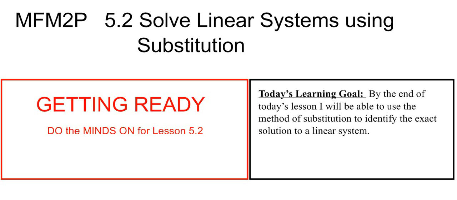Okay, so by the end of today, you're going to be able to solve a linear system using a method called substitution, and it is another algebraic method, this time to find the point of intersection of a linear system. So recall that a linear system is just two lines, and right now in 5.1 what you learned to do was to solve a linear system by graphing the two lines and identifying the point of intersection. So let's see how you did with the minds on.